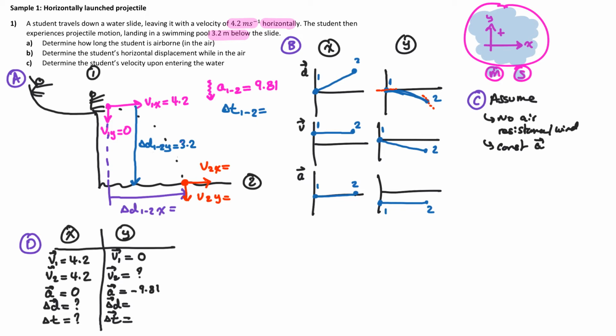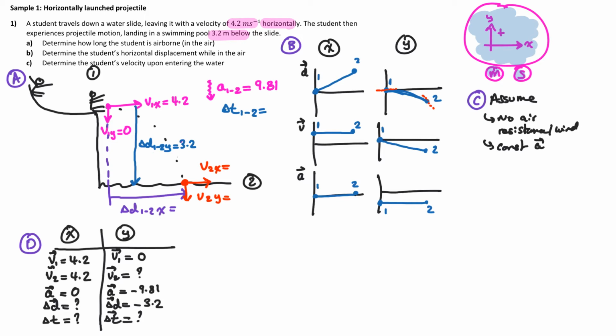And displacement, we do know. Displacement is going downwards. My up is positive. I'm going to use negative 3.2. And the time, I don't know. The first question is asking how long is the student airborne? Well, here in the vertical set of information from stage 1 to 2, I have my acceleration, displacement, and initial velocity, and therefore I can find the time.